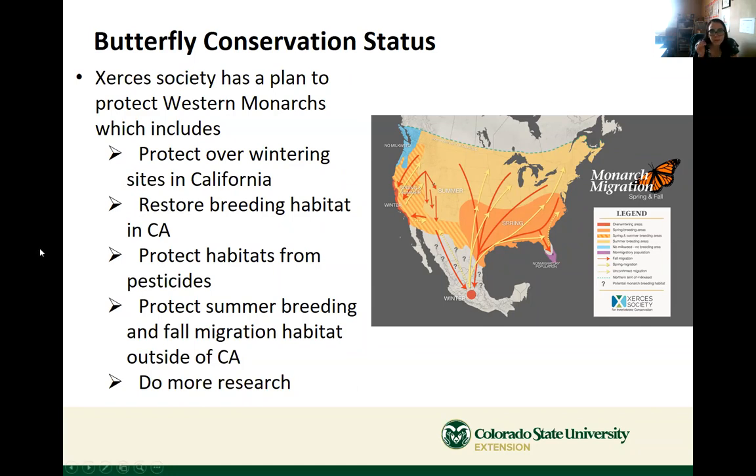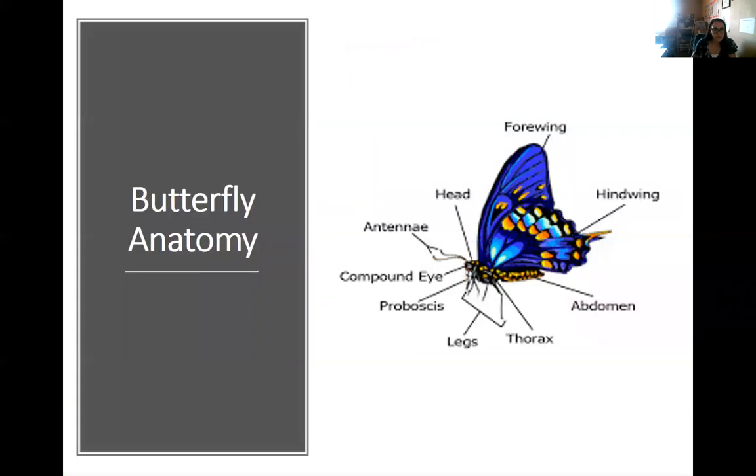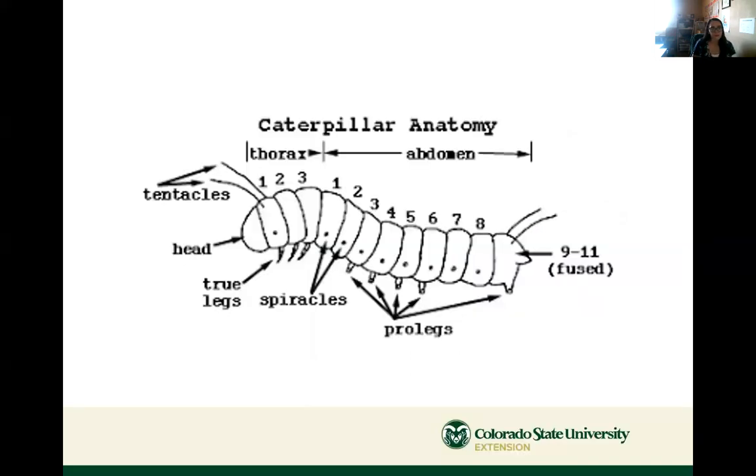And California is one of their biggest spring and summer breeding areas, so that's why a lot of their efforts are focused there. Oh, that picture came out a little blurrier than I hoped, but this is a little butterfly anatomy. They have a forewing and a hindwing. Of course, they have a head which has antennae and the compound eyes, and then the proboscis is their little tongue. They have legs, and then the thorax and abdomen, just like most insects have.